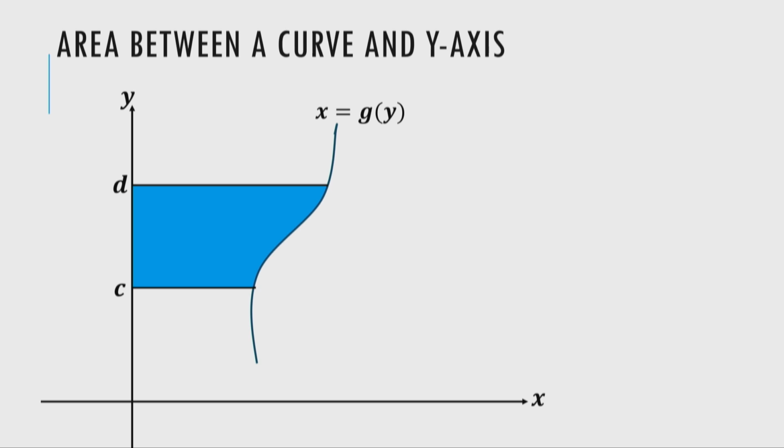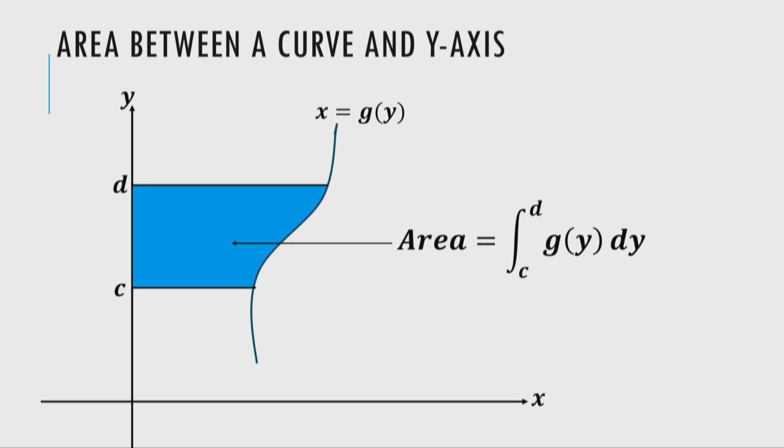Case 1, area between a curve and y-axis. How do we calculate the area of this shaded region? Here, we are going to integrate g of y with respect to y from the limit c to d. Here you will notice that the shaded region is with respect to the y-axis. Therefore, to evaluate the area, we will integrate with respect to the y-axis. And in order to do so, note that the function has been rewritten with x as the subject, that is, from y is equal to f of x to x is equal to g of y.